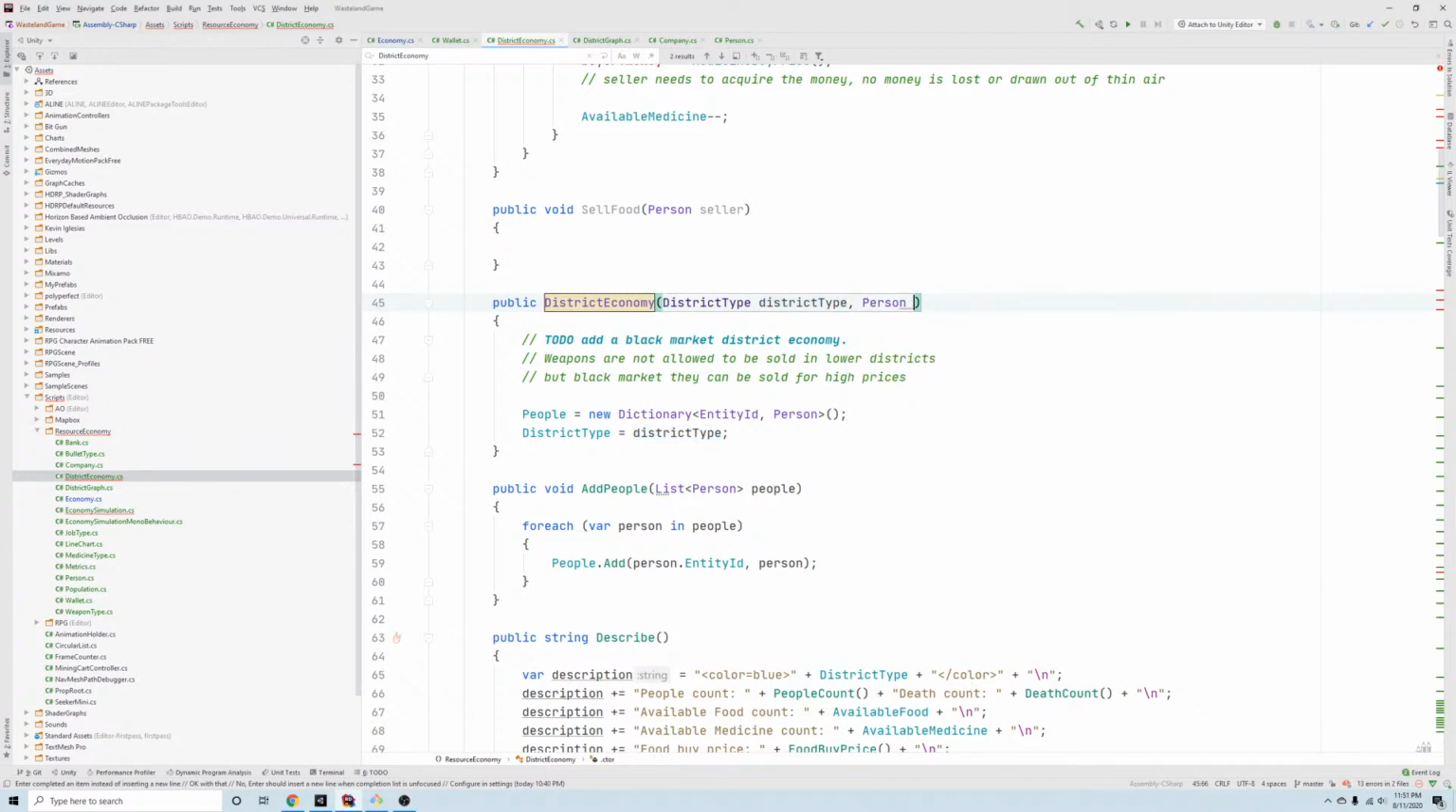In the future, this should be a collection of companies, a company for each resource production type, and a company could potentially have multiple owners, each with a percentage of the stock. So call it owner.